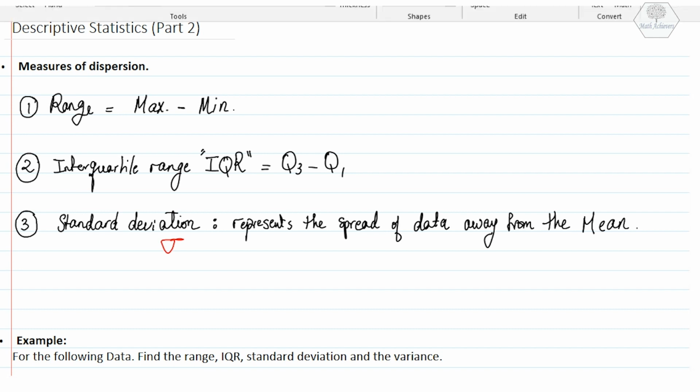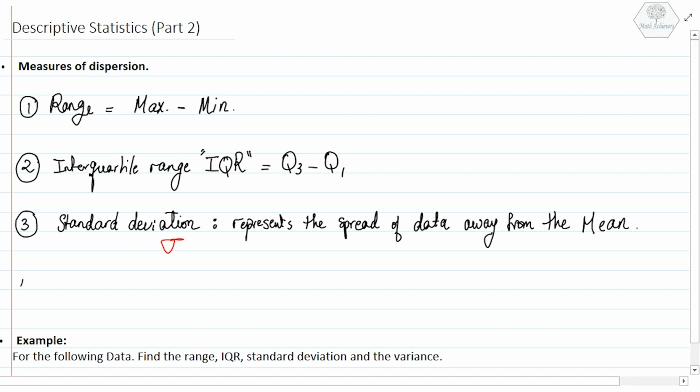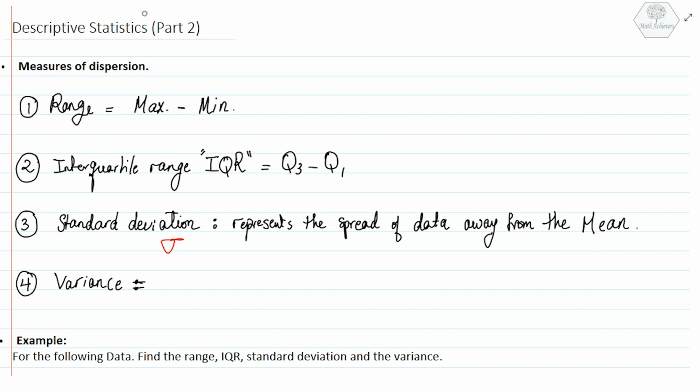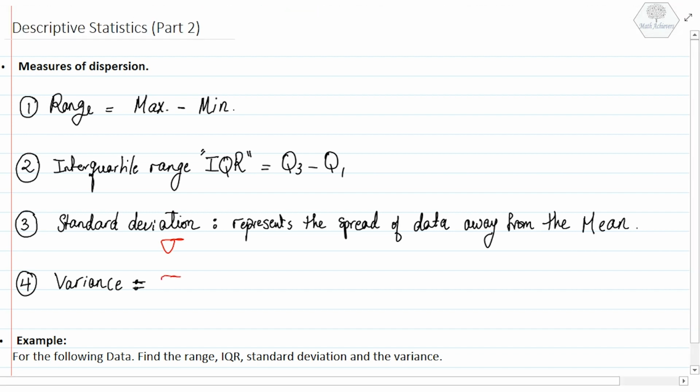The fourth measure we have to know is the variance. The variance is simply equal to the standard deviation squared. So the variance is simply equal to sigma squared.